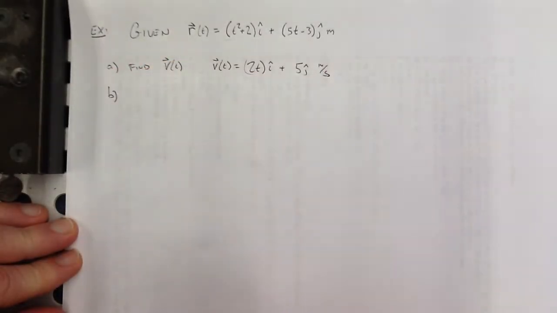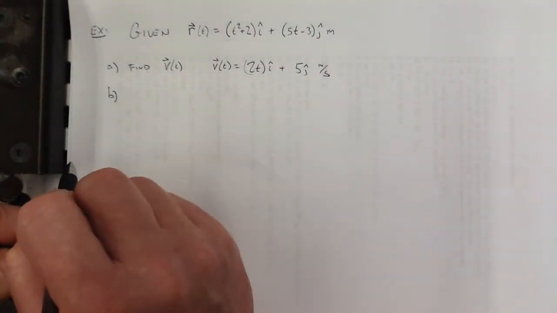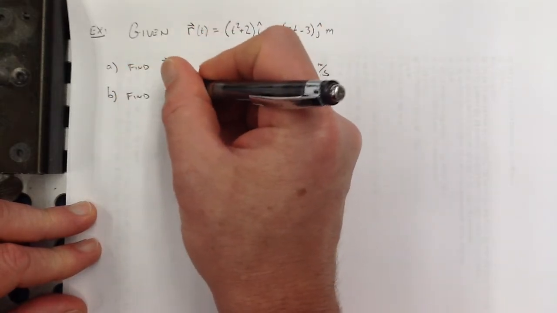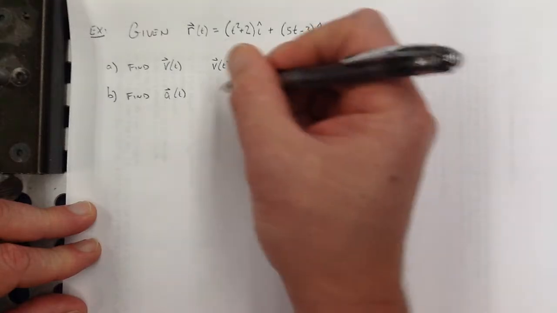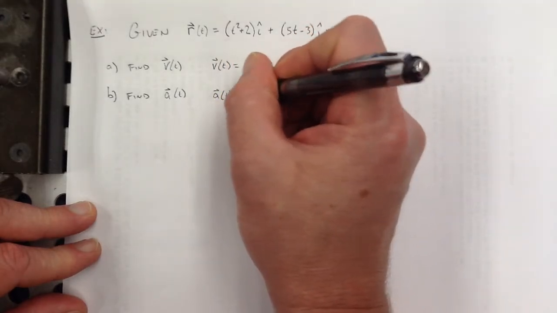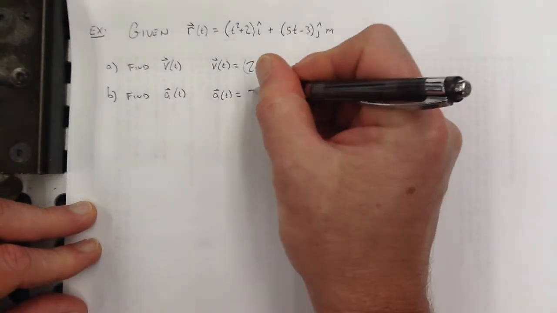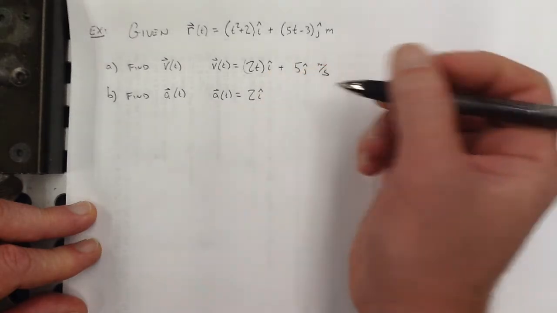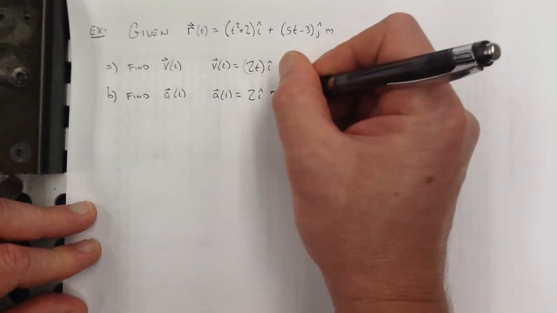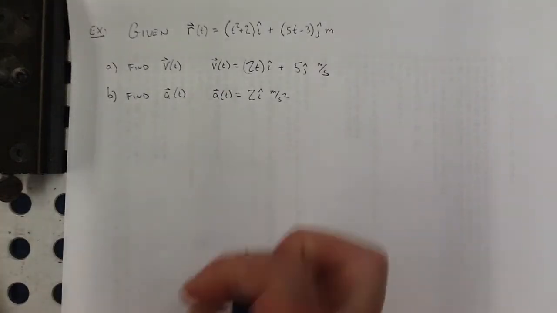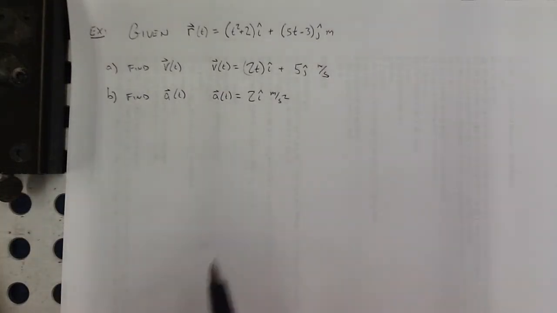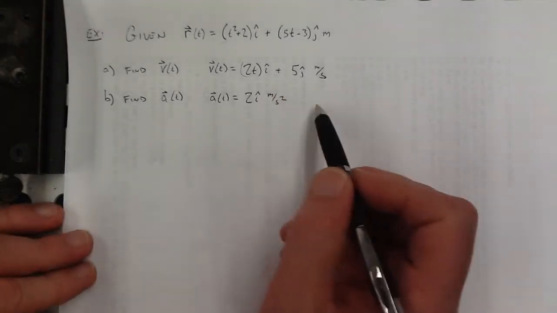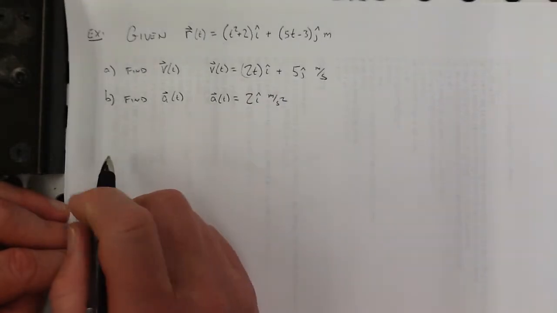So what else can we do? How about if we find the acceleration vector as a function of time? Here it would be 2i, and then the derivative of 5 is 0, so it's just this constant 2i meters per second squared. So this is a situation where we have constant acceleration. Can you have variable acceleration? Sure, absolutely. You could have t's in there.